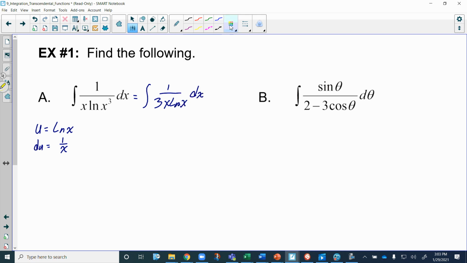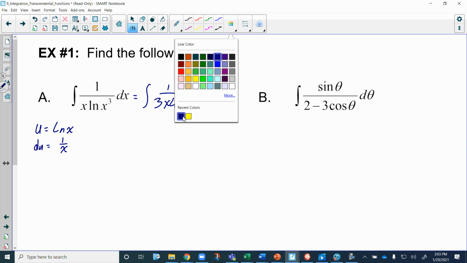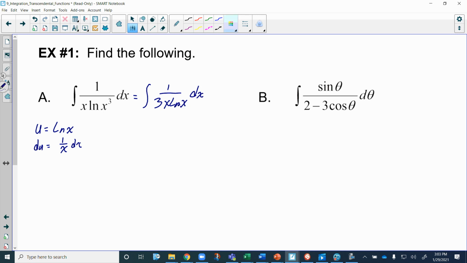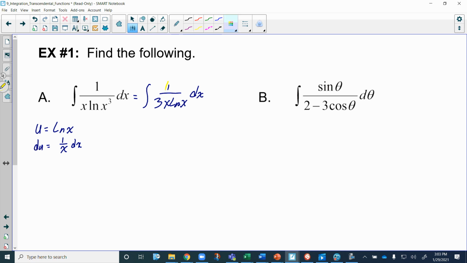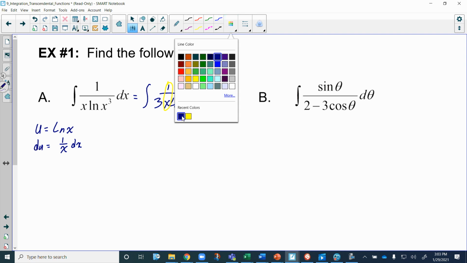And I forgot to write, hold on, let me add my dx here. Dx, forgot to add my dx. And you can kind of see right here, we have the 1 over x dx. But if you notice, we do have that 1/3 also. So we can pull that out as a constant before we perform our integration here.